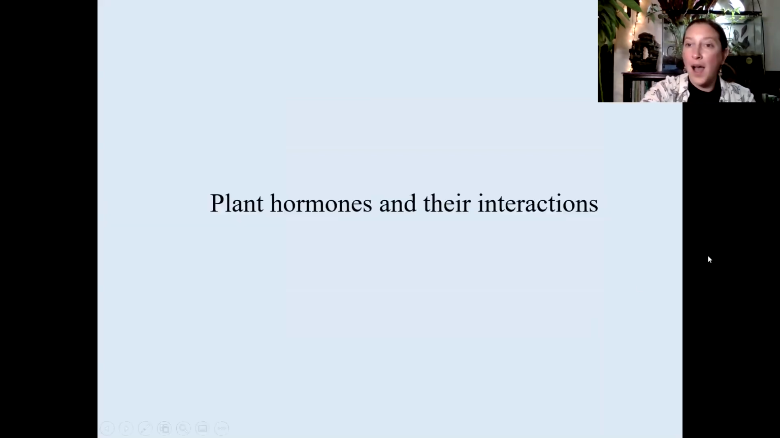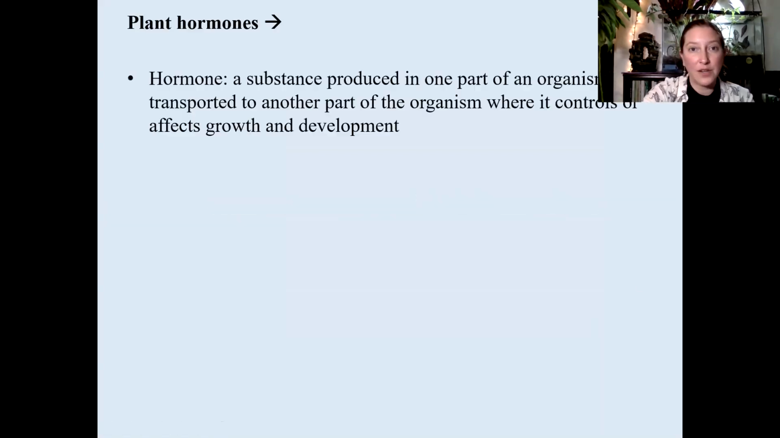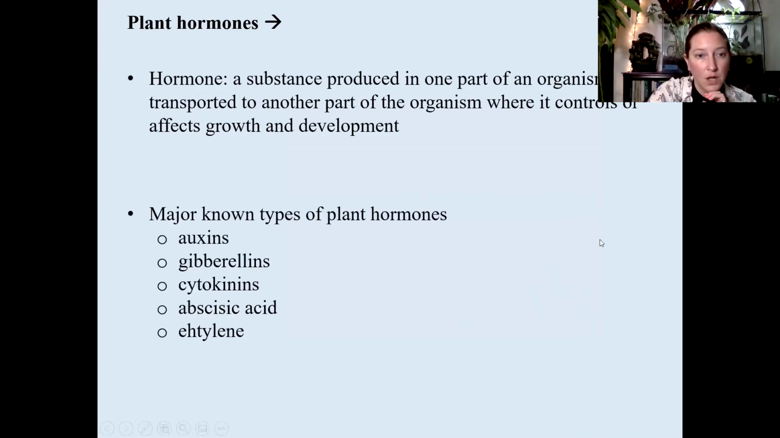Okay, great. So plant hormones and their interaction. So what is a hormone? We have hormones too inside of our bodies. A hormone is a substance that's produced in one part of an organism and then transported to another part of the organism where it controls or affects growth and development. I believe this is the definition from your textbook.